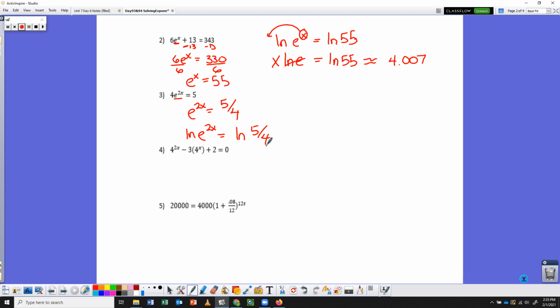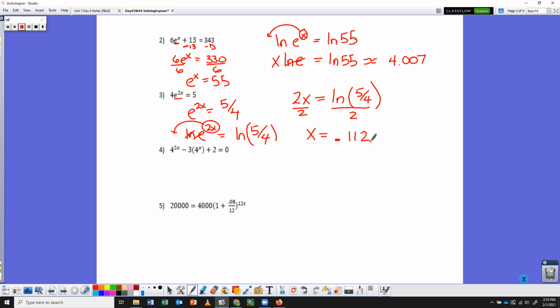This is going to allow you to bring the 2x down out in front. And of course, natural log and e cancel each other out. So 2 times x equals the natural log of 5/4. Okay, my calculator tells me the natural log of 5/4 is 0.22314 something something. And if you want to get x by itself, you're now going to have to divide that by 2. So the answer for x in this problem is, out to 3 decimal places, 0.112.